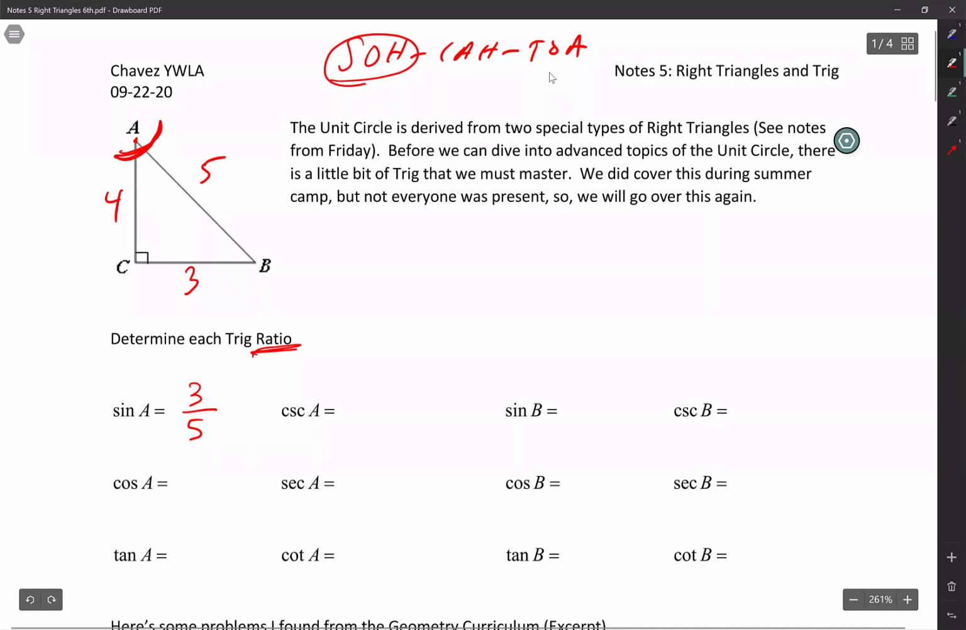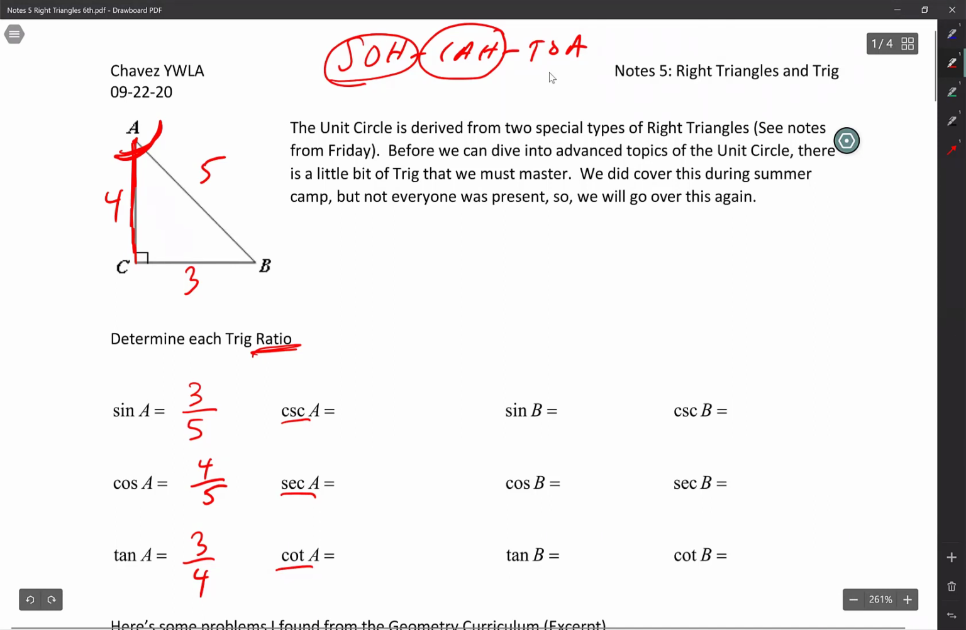Cosine is adjacent over hypotenuse. Adjacent is just a fancy word for next door. What's next door to vertex A here? It's number 4. You can say 5 as well, but 5 already has a name. It's the hypotenuse. So it's going to be 4 over 5. And then tangent. Tangent is opposite over adjacent. So 3 over 4. And then you have these right here.